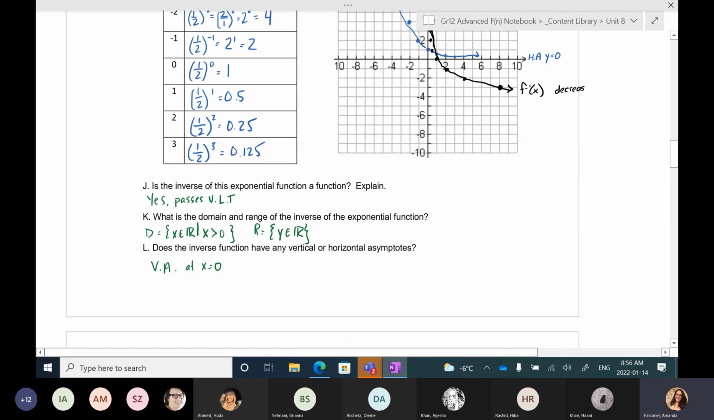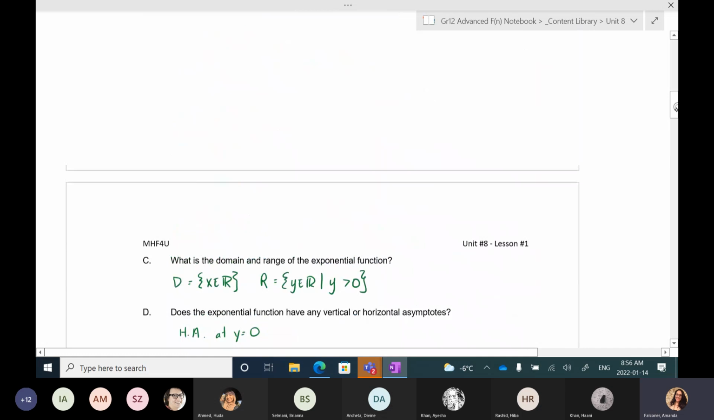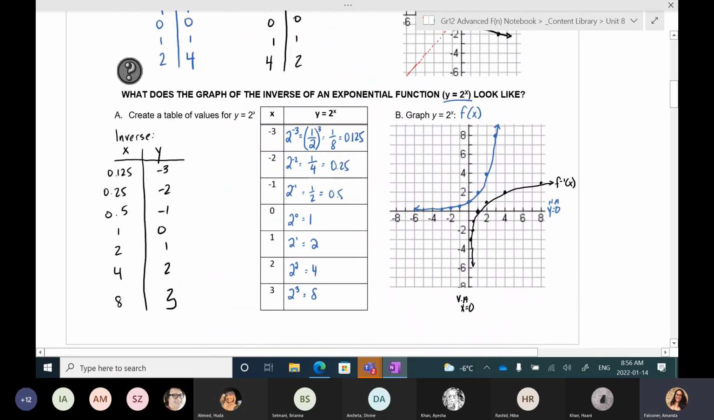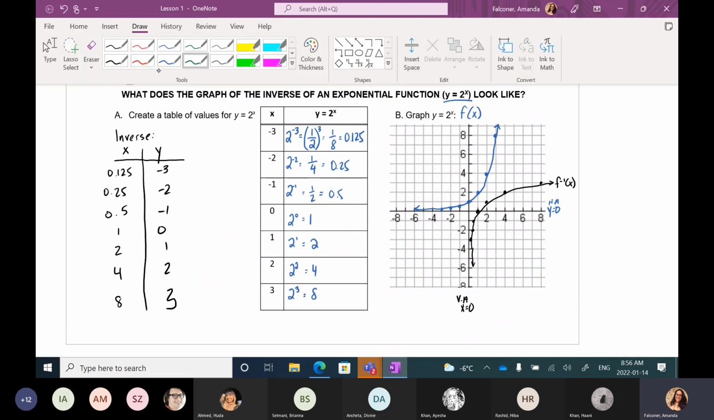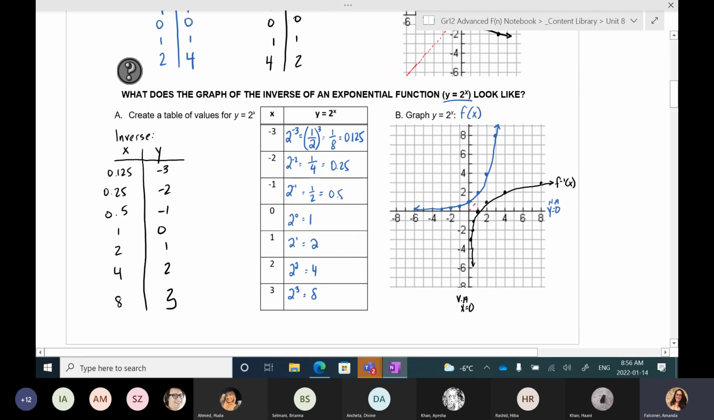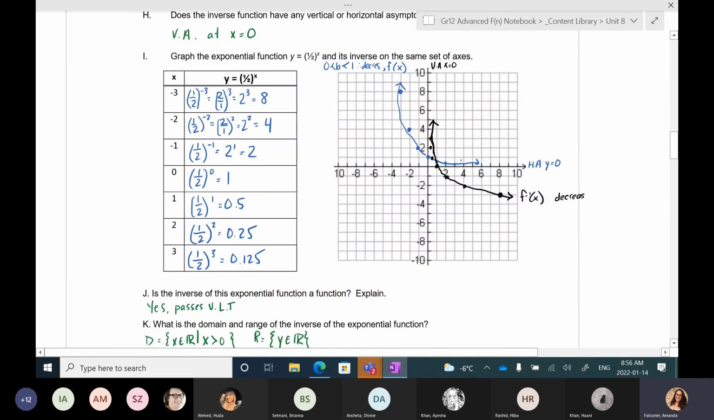Okay. And just for thoroughness, I'm just going to put in my y is equal to x, that reflection line, into both of these. Okay, so that's y is equal to x. And down here, okay.